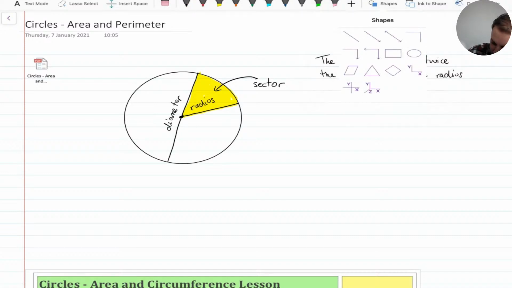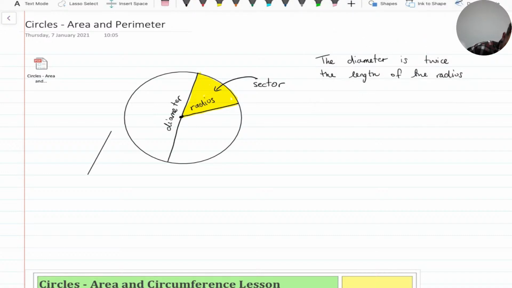And you can also have, we don't need to know this one right now, we won't use this one today, but it's worth noting on the notes that if I've got a line which touches a circle, this is called a tangent. T-A-N-G-E-N-T.